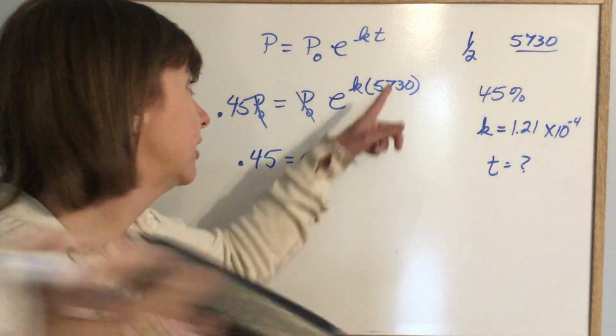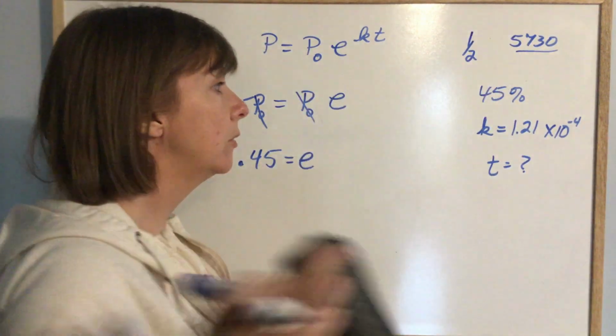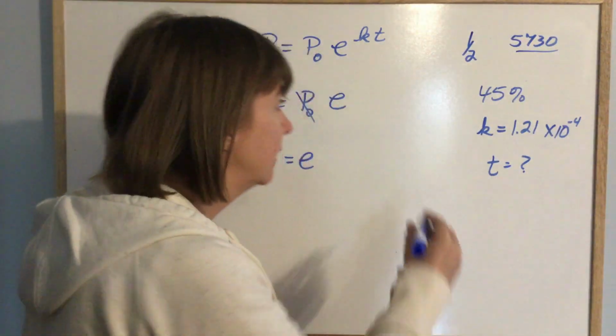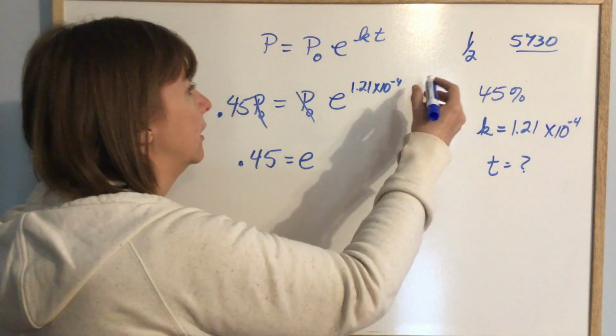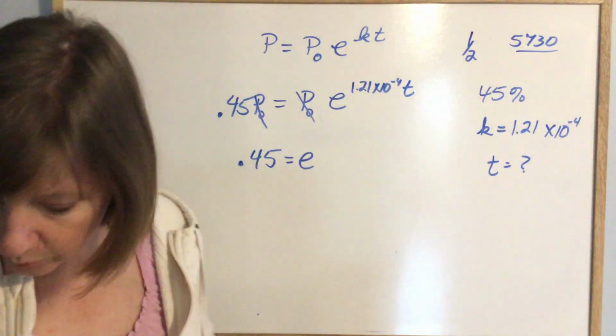I need to change this up here because now we know K is 1.21 times 10 to the negative 4th times T. T is what we're trying to find.